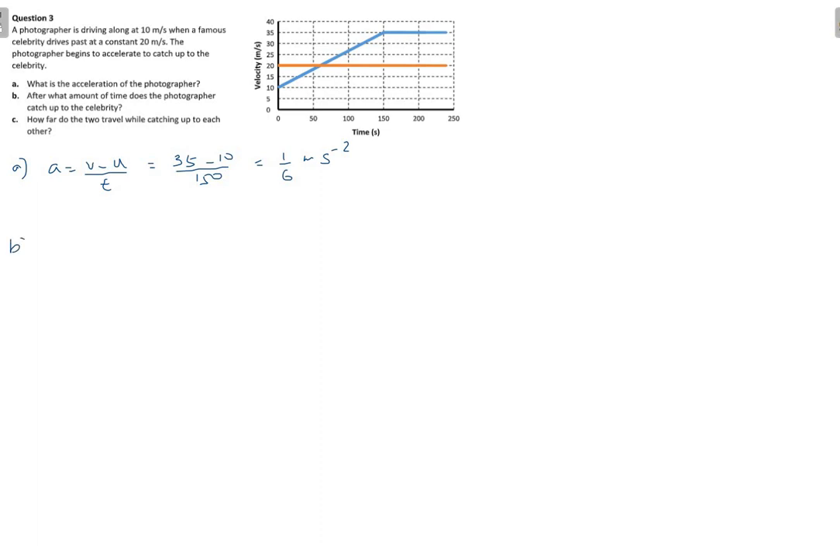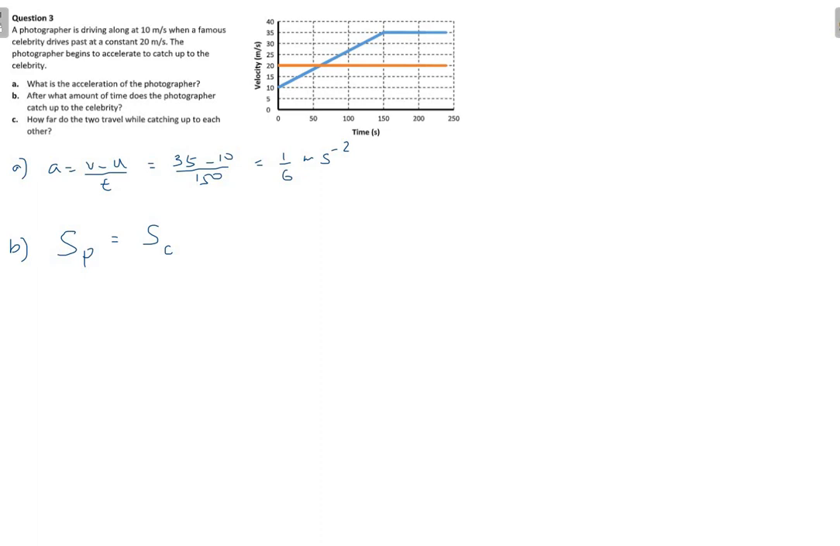For part B, it's asking you the time that the photographer takes to catch up with the celebrity. Now, from the time that they cross the path initially to the time that they meet again, their displacement must be the same, or the distance must be the same. The distance that they travel must be the same. So therefore, the displacement of the photographer must equal the displacement of the celebrity.